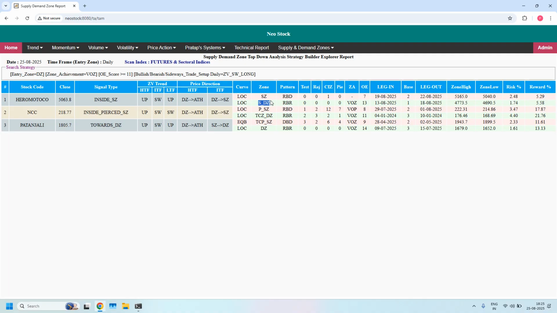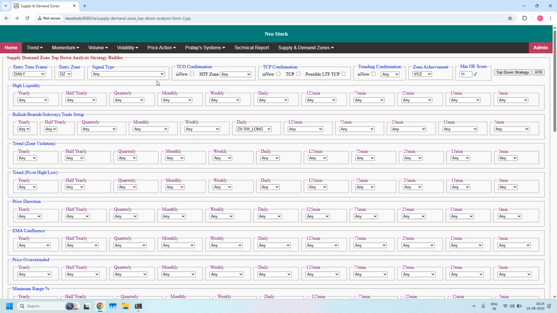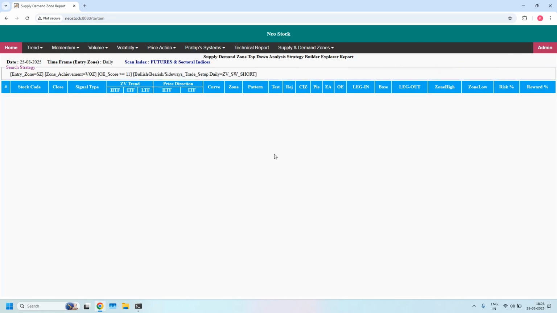Sideways long trade setup. This is a pierced zone, you can't use it, but you can apply it only for pierced zone strategy. So total 3 stocks we got. Entry time frame zones are daily demand zones. Okay, next sideways short trade setup for monthly income trade. Entry time frame zones are daily supply zones and here sideways short. Let's filter. We don't have any stocks.